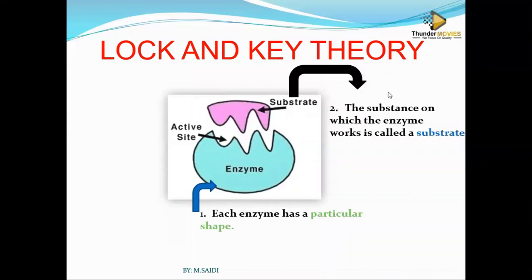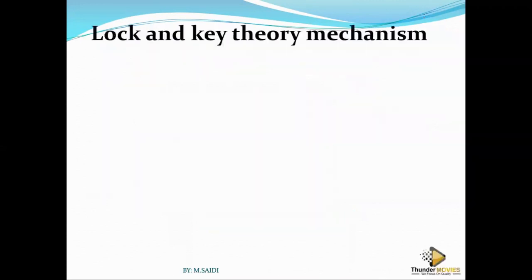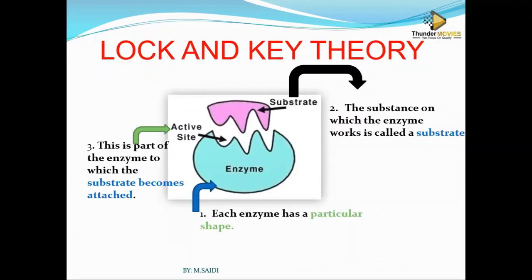And then this substrate, the substance on which the enzyme works, is called a substrate. So the food on which this enzyme is going to work, we don't call it food, we call it substrate in science. And then the active site is the part of the enzyme to which the substrate becomes attached. So that small hole I've talked about, where the key is supposed to enter, is what you call the active site.